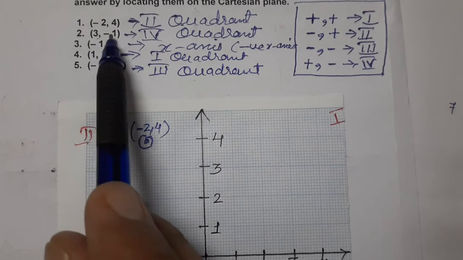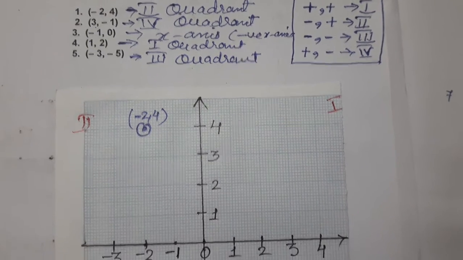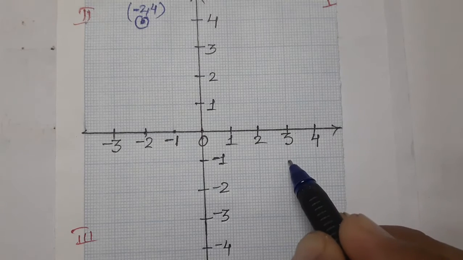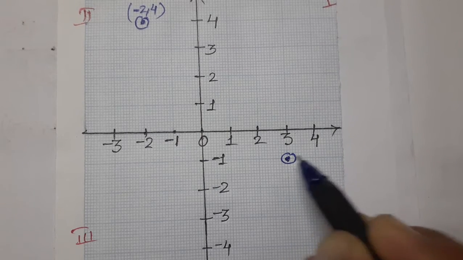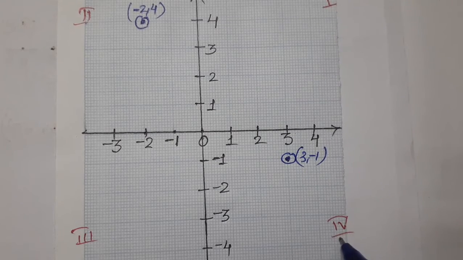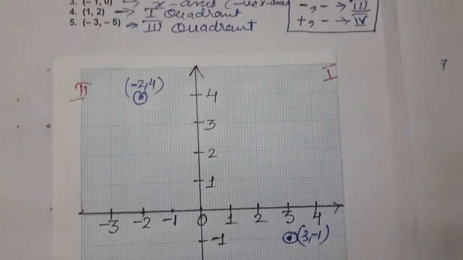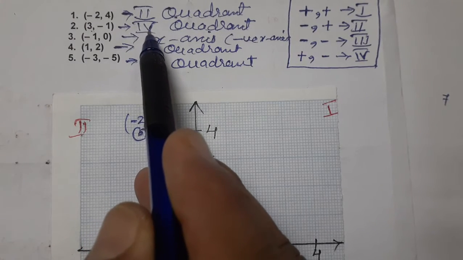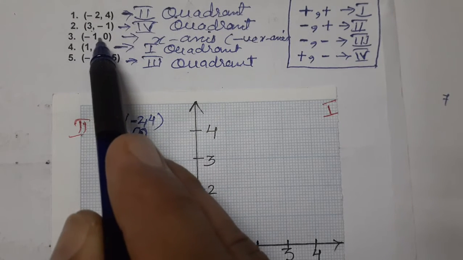Next one. 3, minus 1. X is 3, y is minus 1. X is 3, y is minus 1 is here. Now see children, which quadrant is it? Fourth one. Now check, verify. Is fourth written there? Yes. Here also fourth.